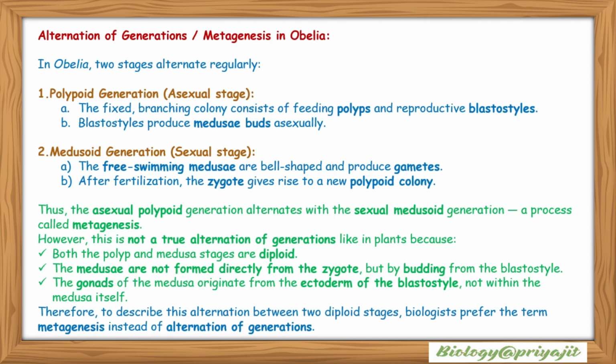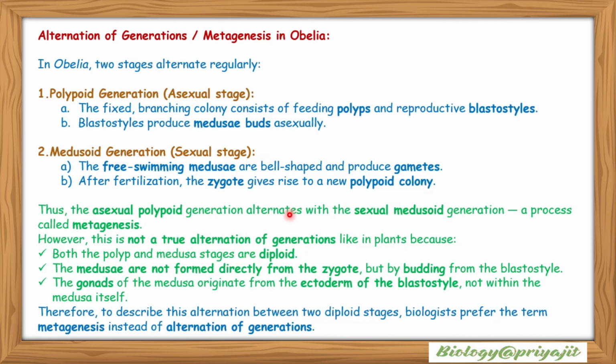Alternation of generations or metagenesis in Obelia. In Obelia, two stages alternate regularly. The first one is the polypoid generation or the asexual stage. It is the fixed branching colony consisting of feeding polyps and reproductive blastostyles. Blastostyles produce medusa buds asexually. The second one is the medusoid generation, which is the sexual stage. The free-swimming medusae are bell-shaped and produce gametes. After fertilization, the zygote gives rise to a new polypoid colony.